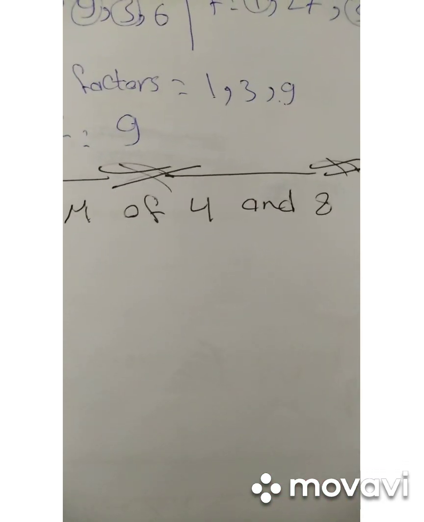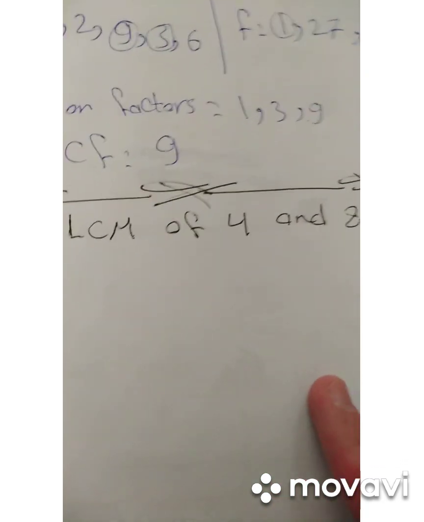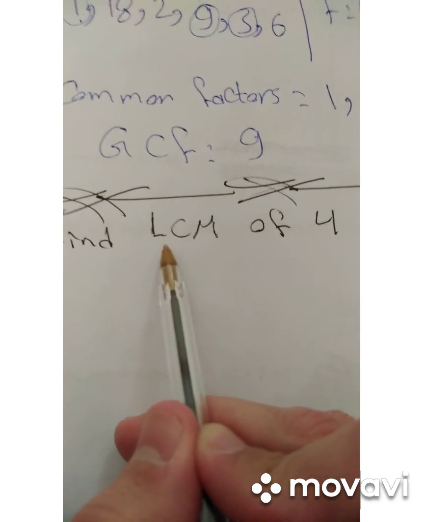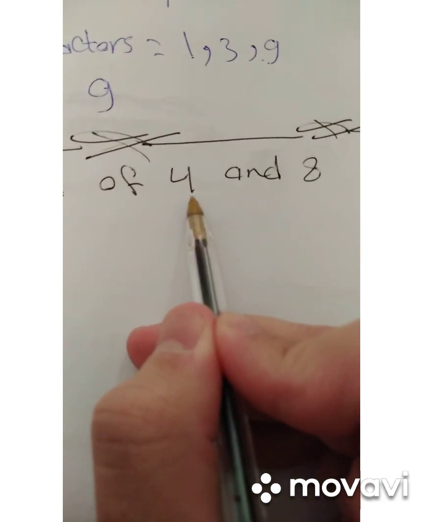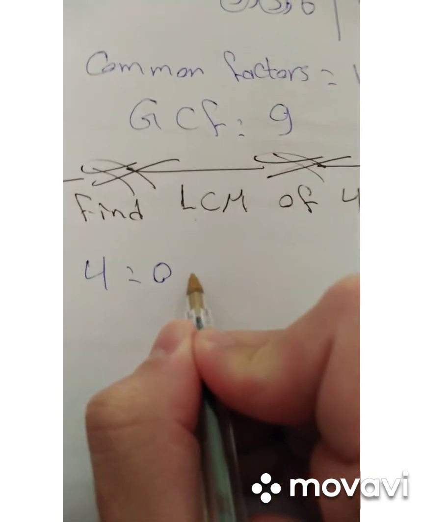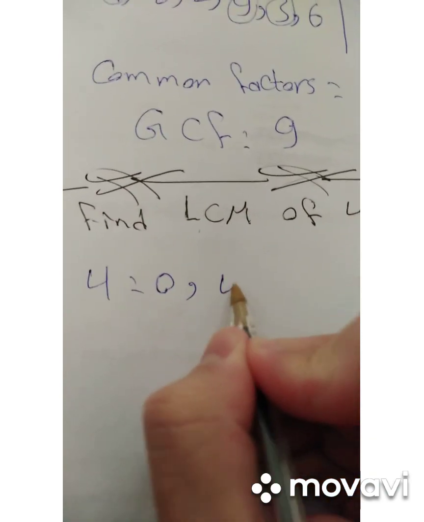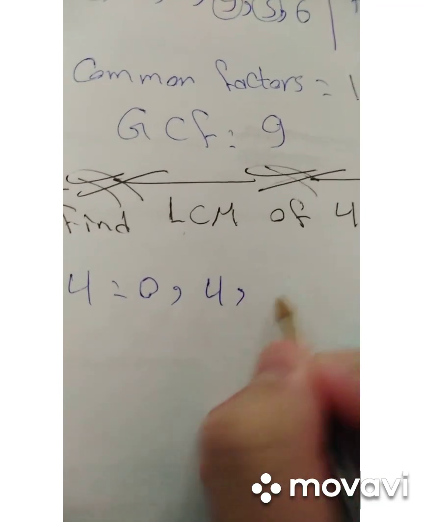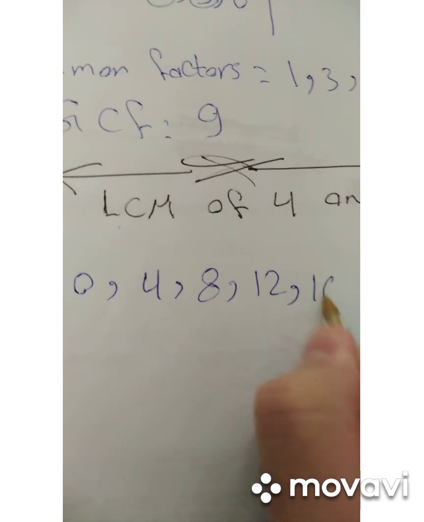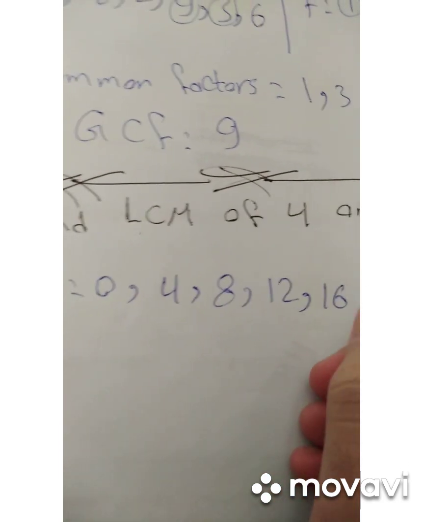Find the LCM of 4 and 8. We know that LCM means least common multiple. So we have to get multiples of 4 and multiples of 8. Multiples of 4: start with 0. Add 4, it will be 4. Add 4, it will be 8. Then 12, then 16, and so on.